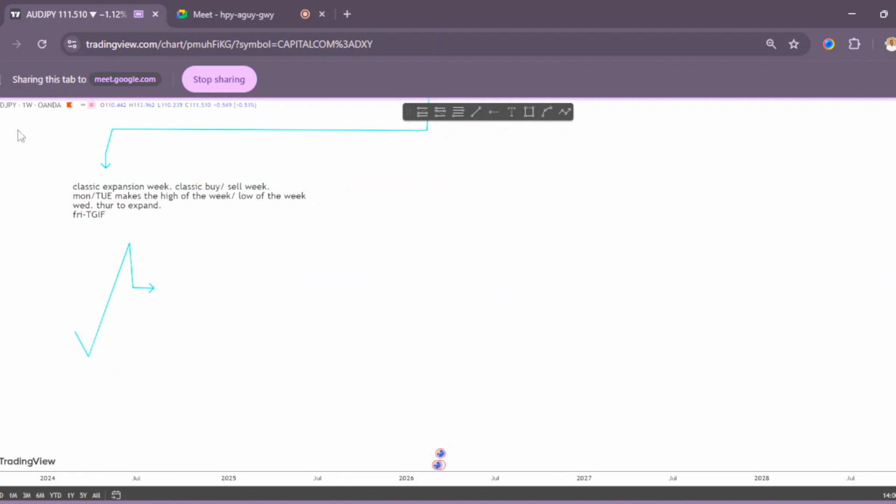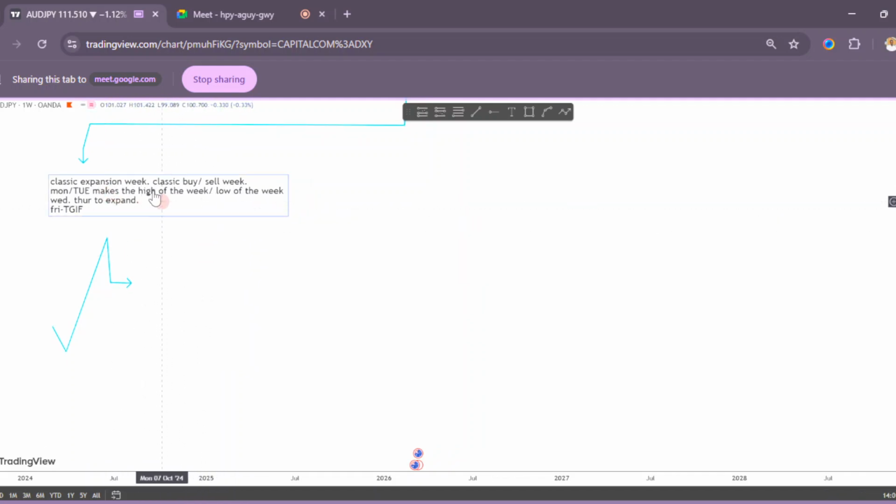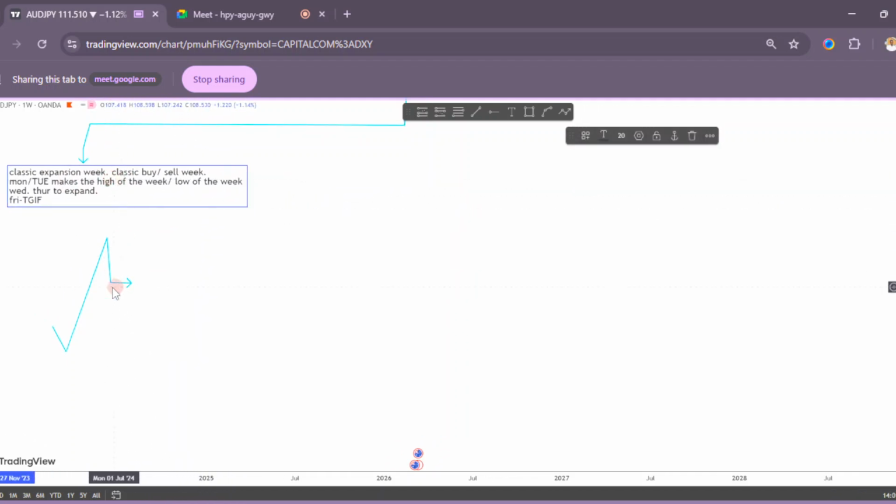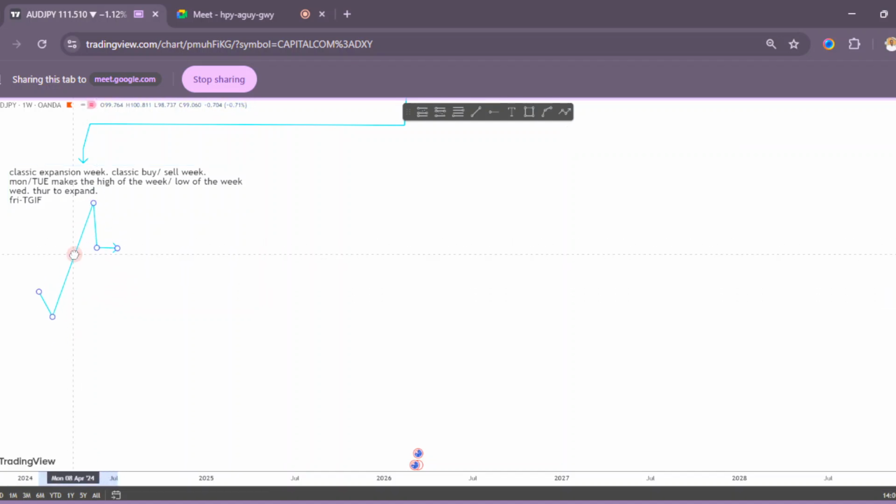But sometimes we can also have an expansion through Friday. So we have expansion Wednesday, Thursday, and Friday, like we had in the week that just passed. We had a classic expansion week. No, we didn't have that. It was a midweek reversal. So this is what you normally have. This is a characteristic of a classic expansion week.